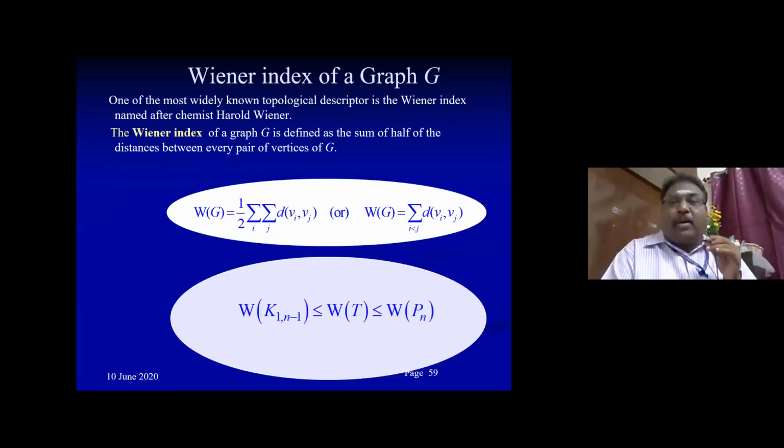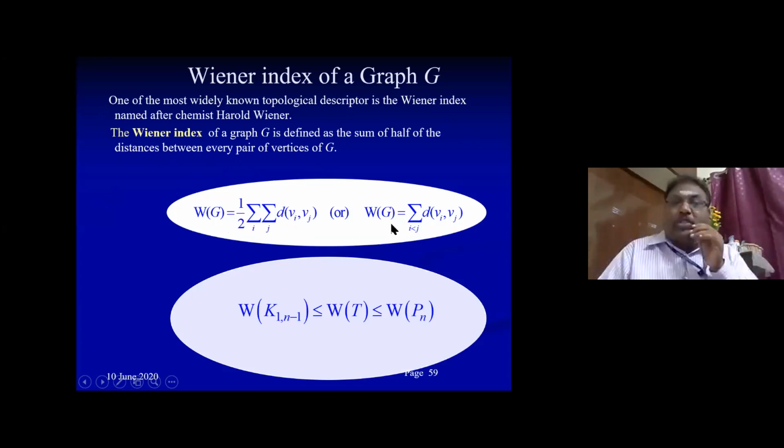So what is this particular index, the Wiener number, the Wiener index of a graph? The Wiener index of a graph is defined as the sum of half of the distance between every pair of vertices of G. So this is the formula. Double sigma means sum up the distance between vertices Vi and Vj, i running from 1 to n and j running from 1 to n, half of this.